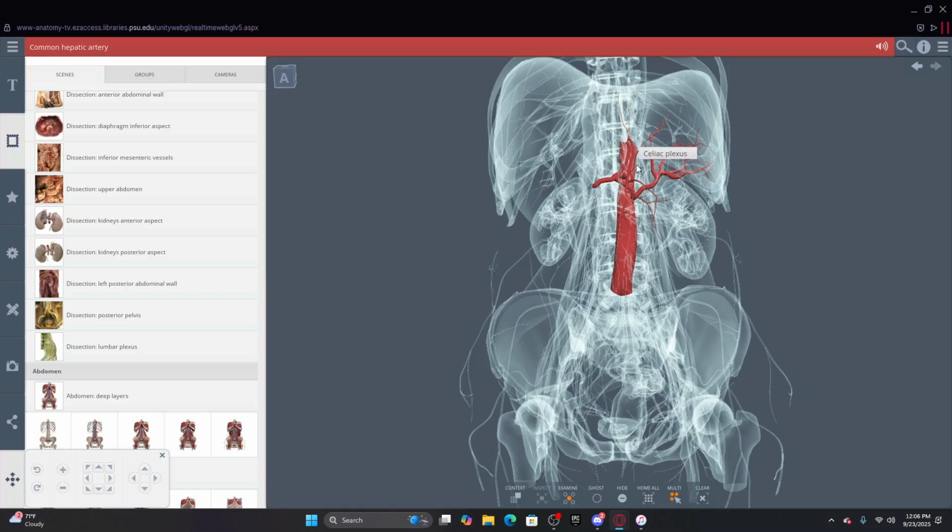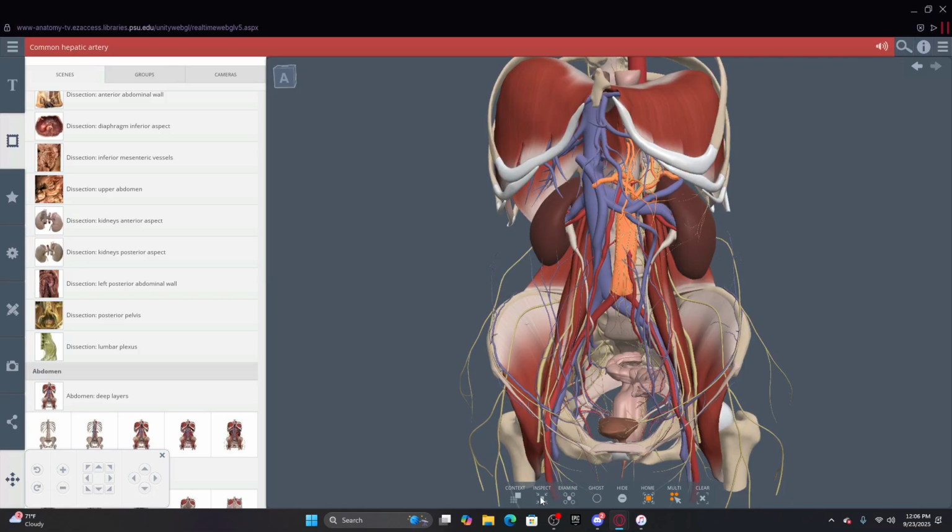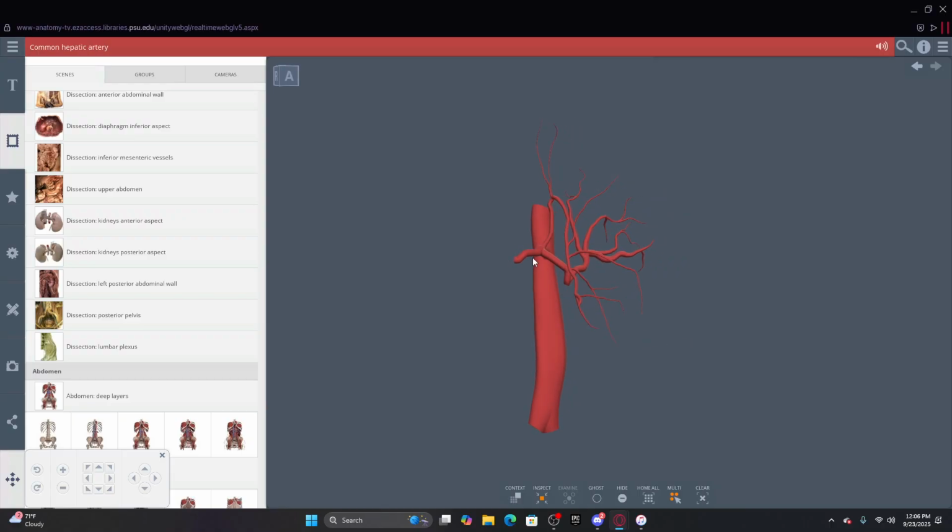And the reason it's showing different names is because I'm in examine and not in inspect. If I was in inspect, you would only see common hepatic artery, left gastric artery, and splenic artery.